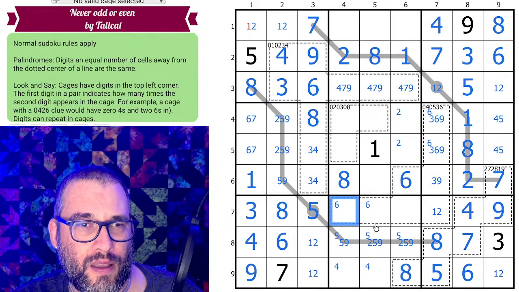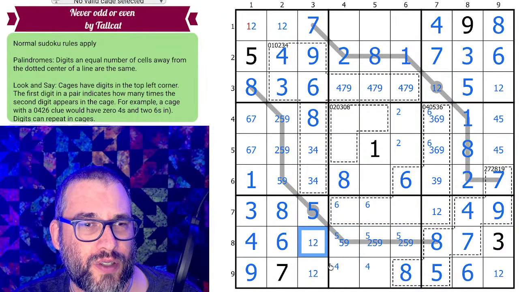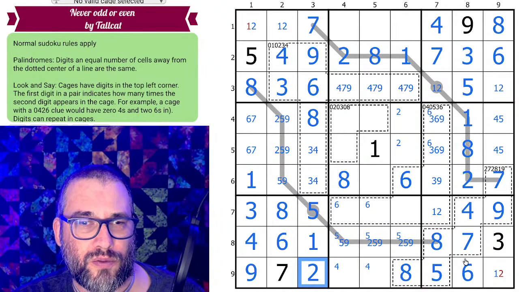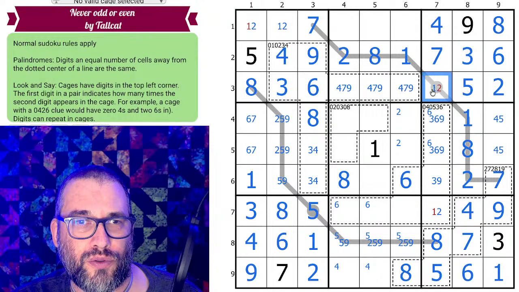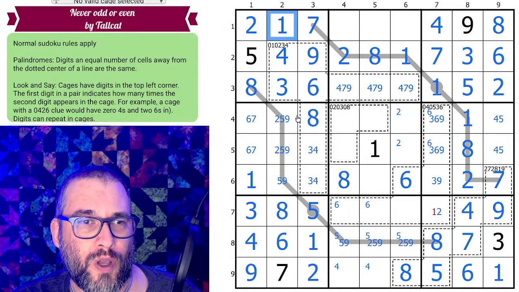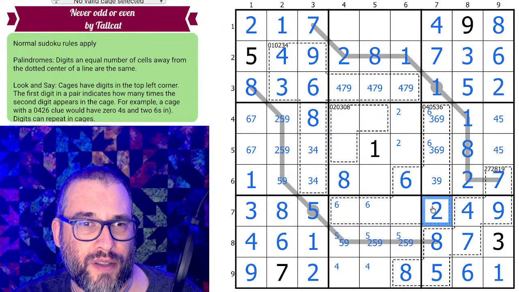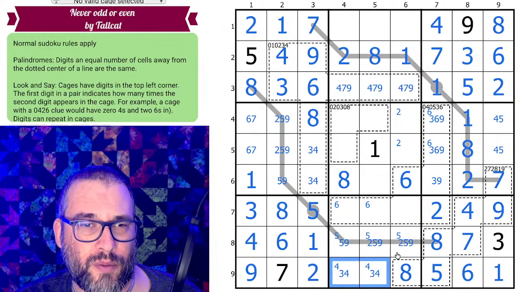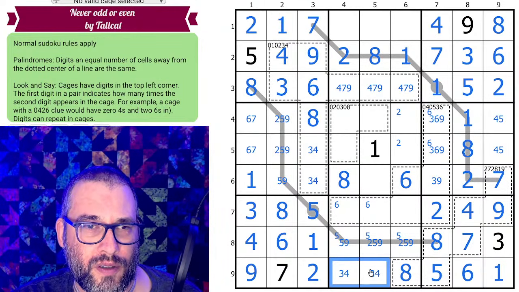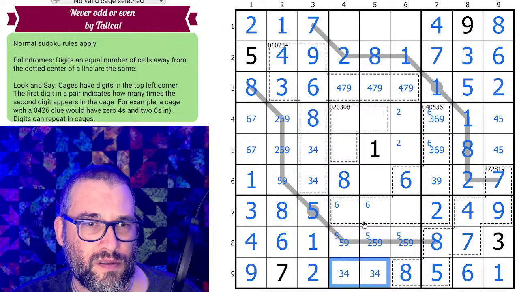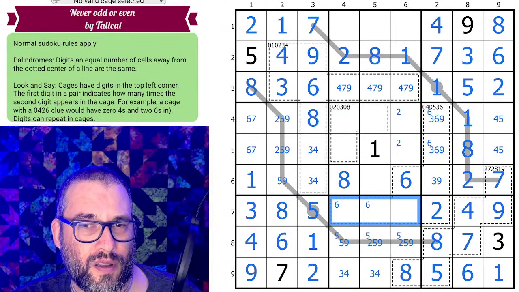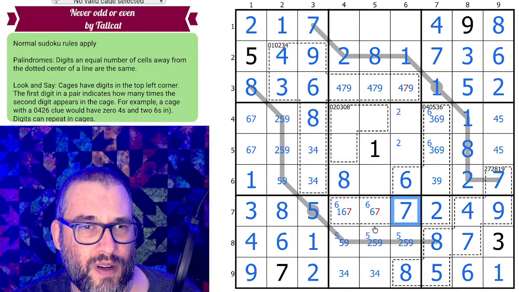One in row 8. Oh, this is just a triple. 2, 1, 2, and 1. That's a 2. This is a pair. I'm just going to mark it 3 and 4. I'm going to mark this naked 7, 6, and 1.